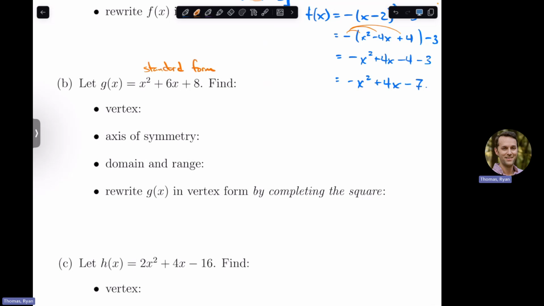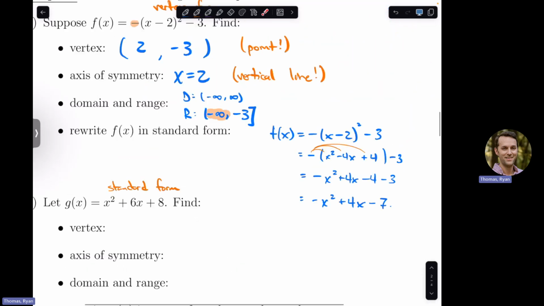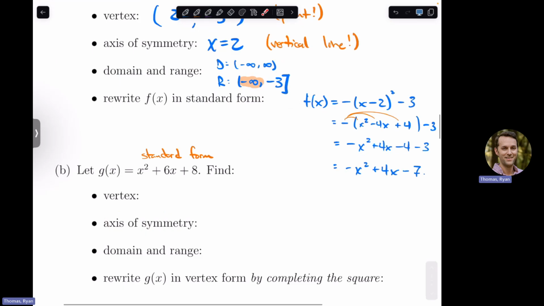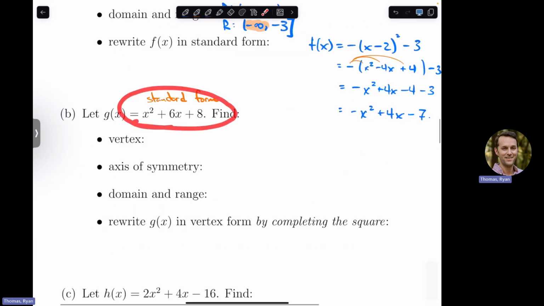Want to do the same stuff. Find the vertex, axis of symmetry, domain, and range. The problem is, as we just saw, here the vertex is just kind of sitting there, right? And as long as I know what I'm looking for and how to read it, I can just read the vertex off. Here it's not. So how do we find it?